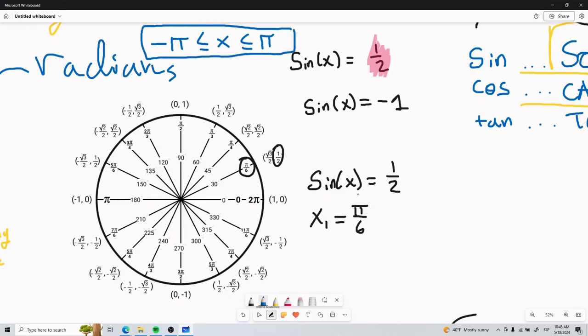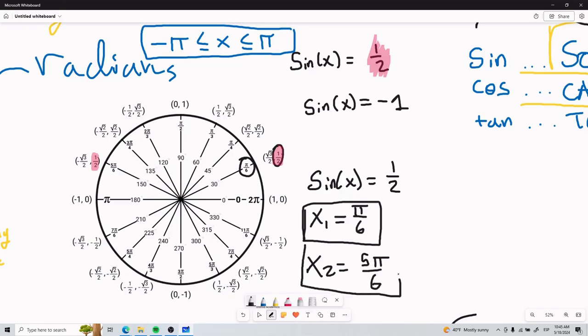So the answer you just got, is it within that realm? Yes, it is. Pi over 6 is within that domain. So this is one of my answers for sure. The other answer that you might have already noticed is that you have another y value that's 1/2. It's this one here. And so you say, okay, my other answer is going to be 5 pi over 6.